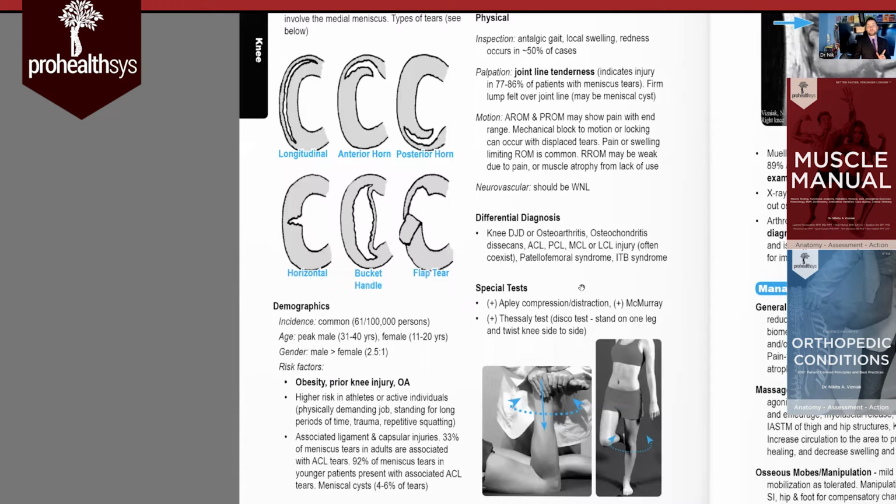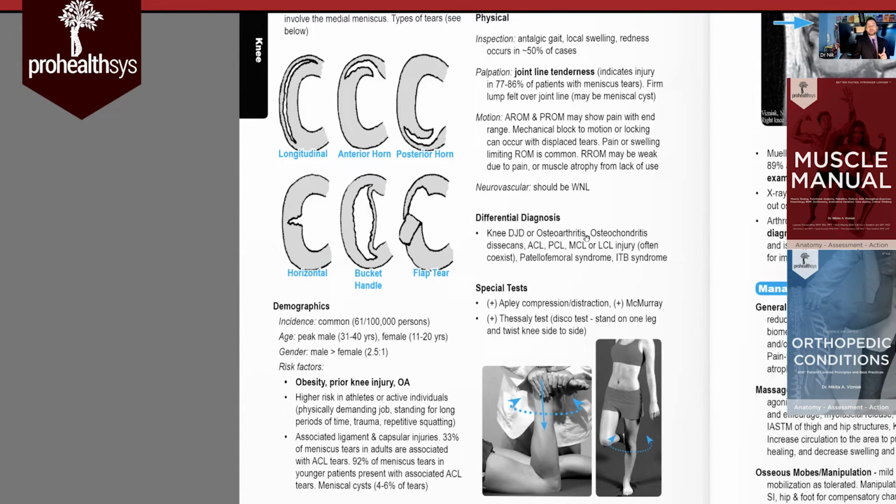DDX, because they are going to be predisposed to it later on, is going to be DJD or osteoarthritis of the knee. Osteochondritis dissecans can really look like this, except that when the knee locks, it'll lock in multiple different positions, as that joint mouse, that little fragment of cartilage, is all the way on one side of the joint, then on another side. Patellofemoral syndromes could be there. You always have to rule out ACL, MCL, LCL, PCL injuries at the same time. And there could also be iliotibial band syndromes.